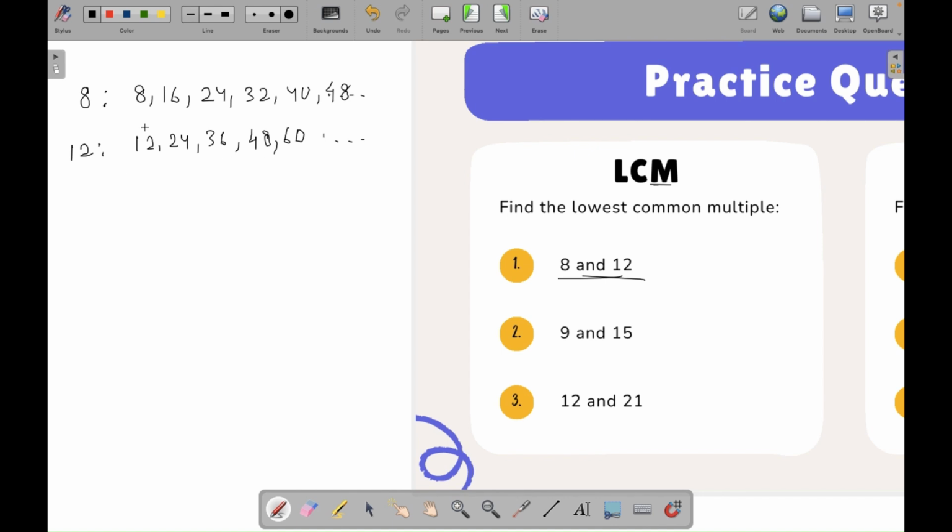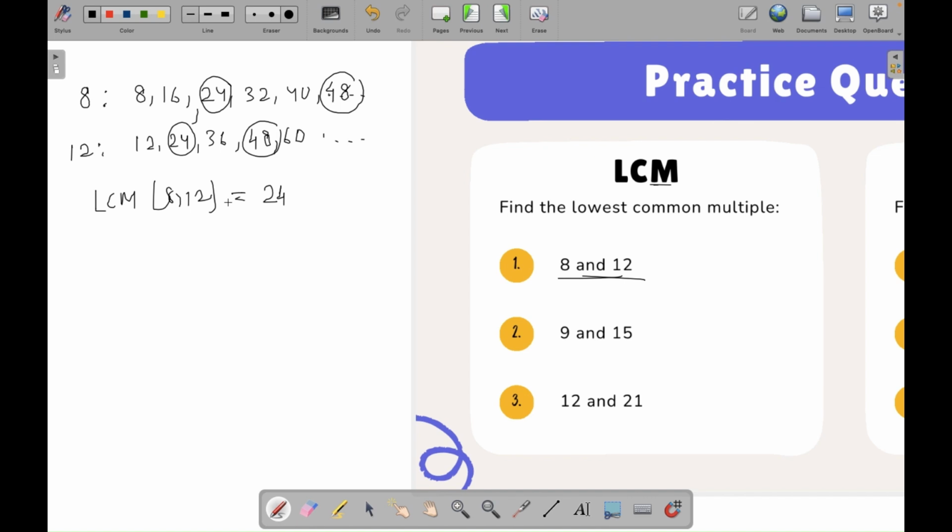Now, if you look at the common multiples, is 8 present here? No. 16 present here? No. 24 is present. So 24 is one of the common multiples. 48 is another common multiple. But which one is the least? 24. 24 is the first common multiple that we found. This is the smallest. So LCM of 8 and 12 is 24.